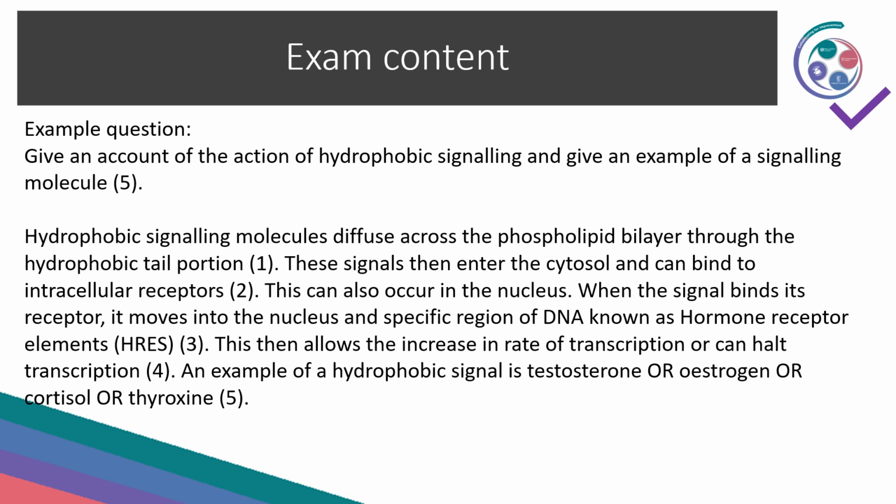Now you could say something about how the alteration of the rate of transcription, anything along those lines would get you this mark in this instance. An example of a hydrophobic signal is something like testosterone or estrogen or cortisol or thyroxine. These are all examples of steroid hormones that would get you the mark in this example question. So this question was worth 5 marks. And you can see clearly the 5 marks where you can get them in this example.